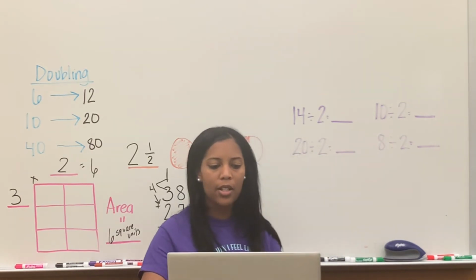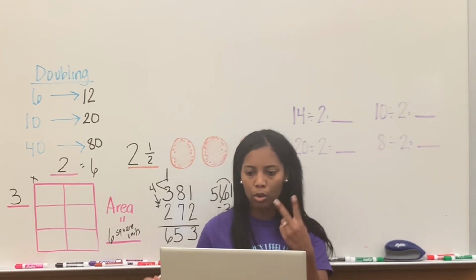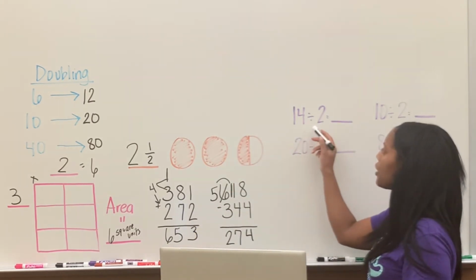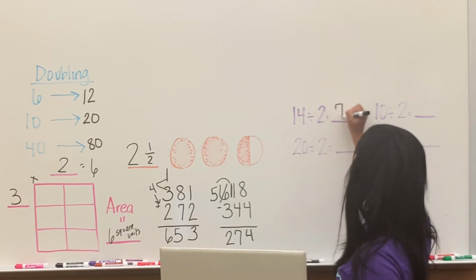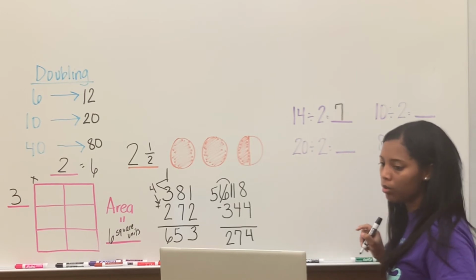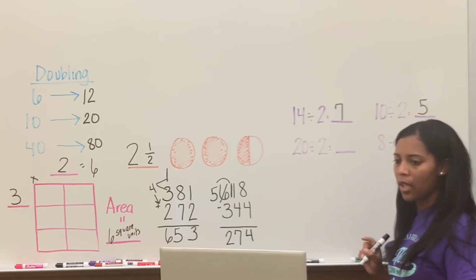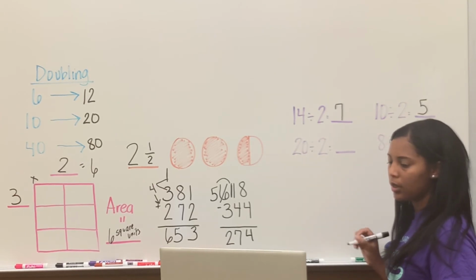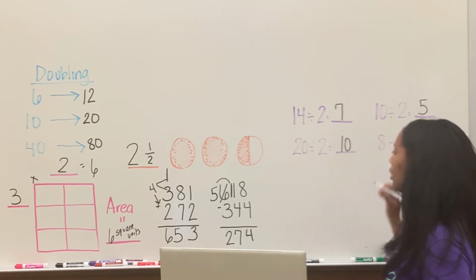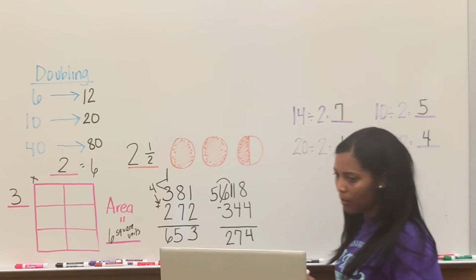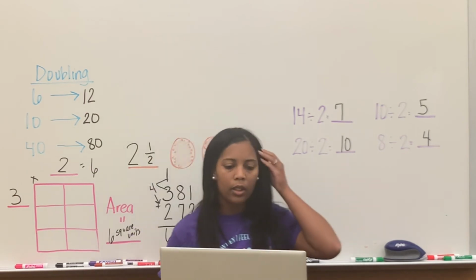All right, last week we learned division, which means to divide a number. If you divide something by 2, you split it in half. So what would 14 divided by 2 equal? 7. What about 10 divided by 2? 5. 20 divided by 2. 10. And 8 divided by 2. 4. Yes. This is like the doubles facts. If you're familiar with the doubles facts, then division shouldn't be too bad, okay?